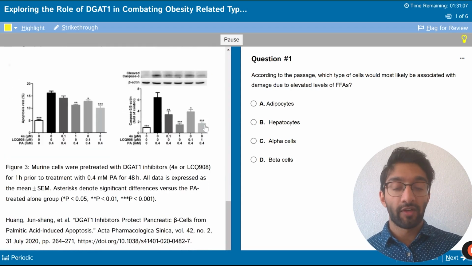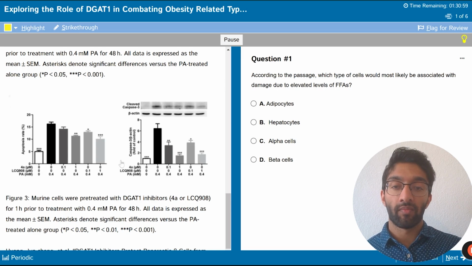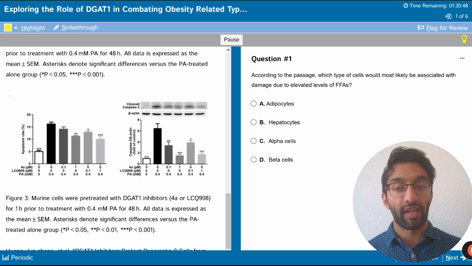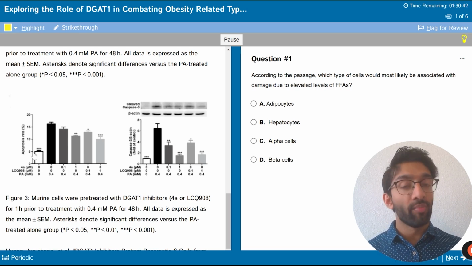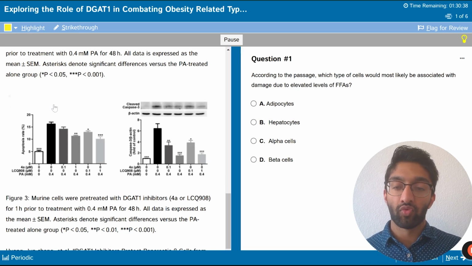Last thing is this figure. Once again, we have 4A and LCQ on the same graph, and we have 2 graphs, one looking at apoptosis and the other looking at caspase. Remember, caspase is basically the indicator of when a lot of apoptosis is happening. First, we notice with the apoptosis rate that when we don't have anything, it's quite low. Makes sense, right? The cells don't normally want to die. But as soon as you add PA, look at that.